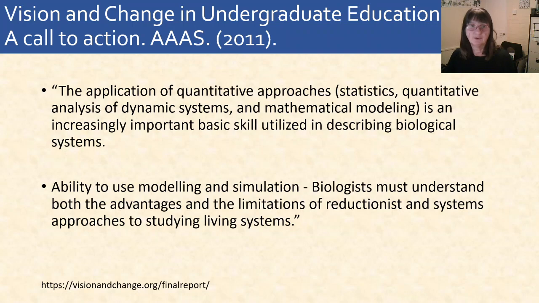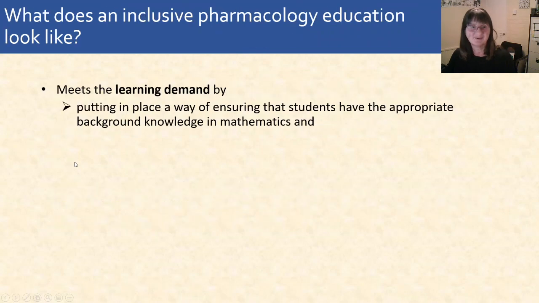I'm not the only one who thinks modelling is important. The Vision and Change report from the AAAS 10 years ago talks about this being such an important basic skill in describing biological systems. Biologists should understand the advantages and limitations of these reductionist or systems approaches. So yeah, I'm not the only one who thinks this is important.